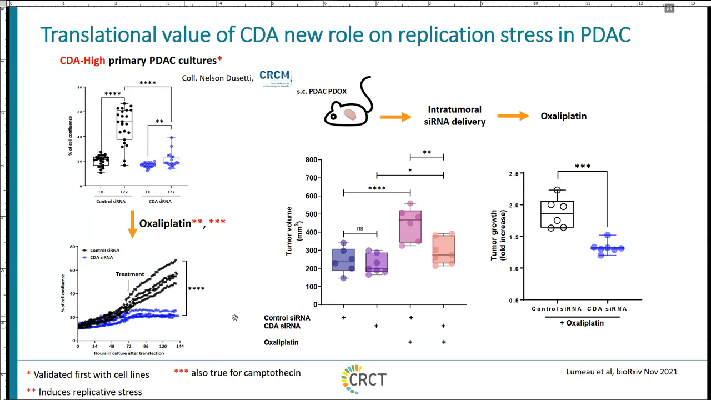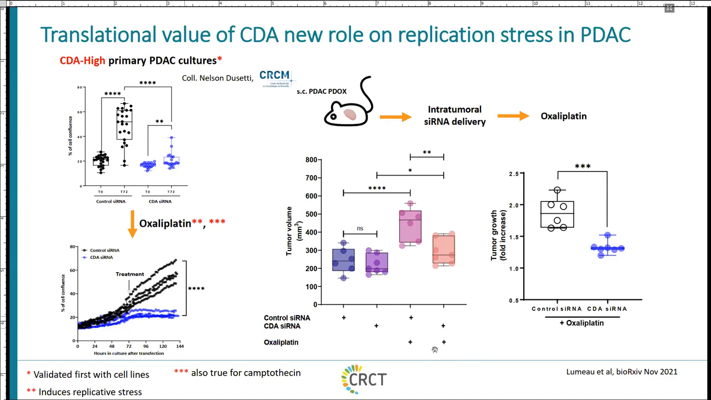And so we made in vivo experiments. It's on the right panel, for which we engrafted primary human pancreatic cancer cells in the pancreas of athymic mice, and we performed intratumoral siRNA delivery, and then treatment with oxaliplatin. So the graph on the left shows the tumor progression with either the control siRNA or CDA siRNA. There is no difference to start with, but 10 days after treatment, you can see that the tumors are much less progressive when they received both siRNA and oxaliplatin as compared to controls.